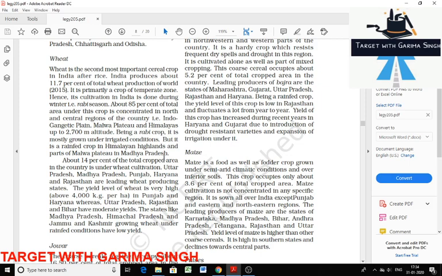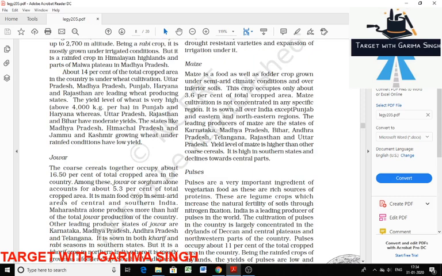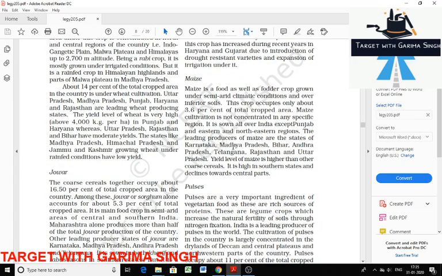Then there are coarse grains like jowar, bajra, sorghum. Jowar is grown in about 5.3% of the total cropped area. Maharashtra is the largest producer of jowar in the country. Then bajra is grown in about 5.2% of the total cropped area in the country. The major producers of bajra are Maharashtra and Gujarat. Then there is maize, grown in about 3.6% of the total cropped area. There is no particular region for maize. It is grown all over India except the eastern and northeastern region. The leading producer is Madhya Pradesh.